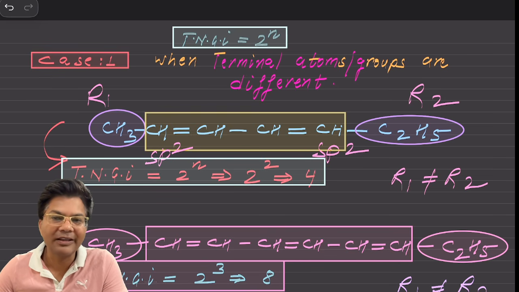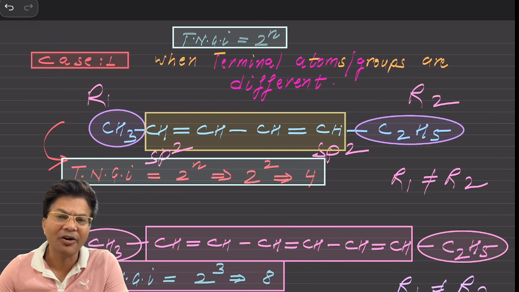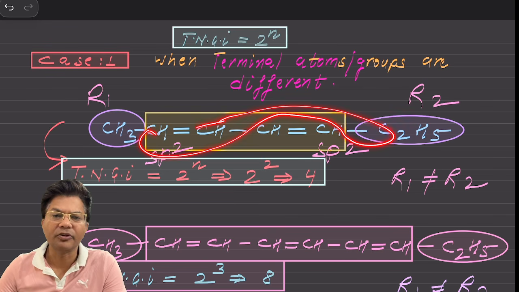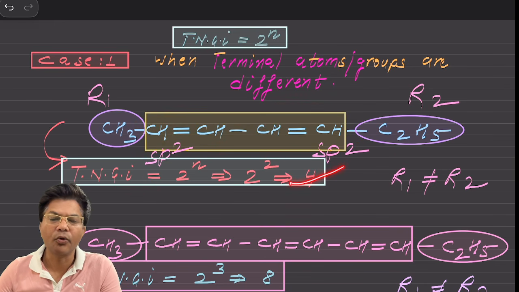Now you will say, sir, even or odd, whether they are even or odd doesn't matter if the terminal atoms are different. So see, in the first case, these pi bonds are 2, so 2 raised to power 2, that is 4.